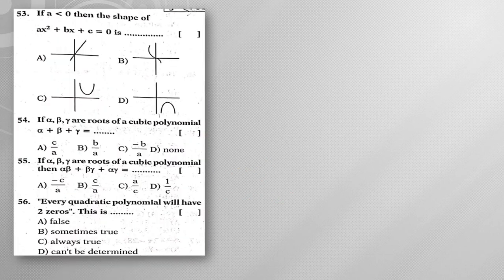Next, moving on to question number 53. If a is less than 0, then you are going to get a downward open parabola. So we will get a parabola which opens downwards.